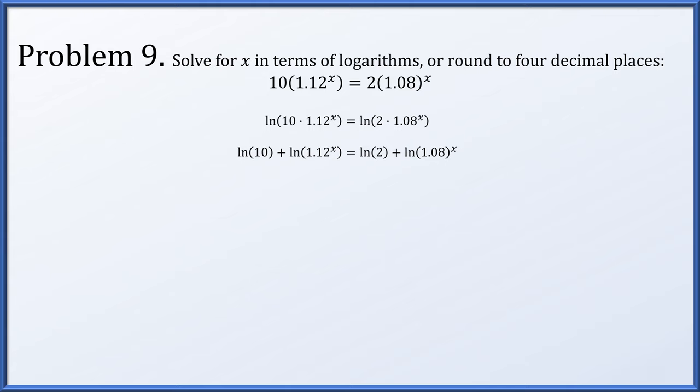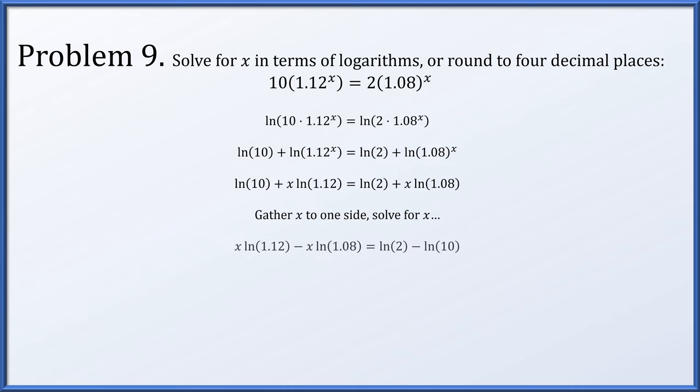So on the left, we have log 10 plus log of 1.12 to the x, and on the right, we have log 2 plus log of 1.08 to the x. Now we can bring those exponents x out as scalar multiples. We can gather x to one side and bring everything else to the other and solve for x.